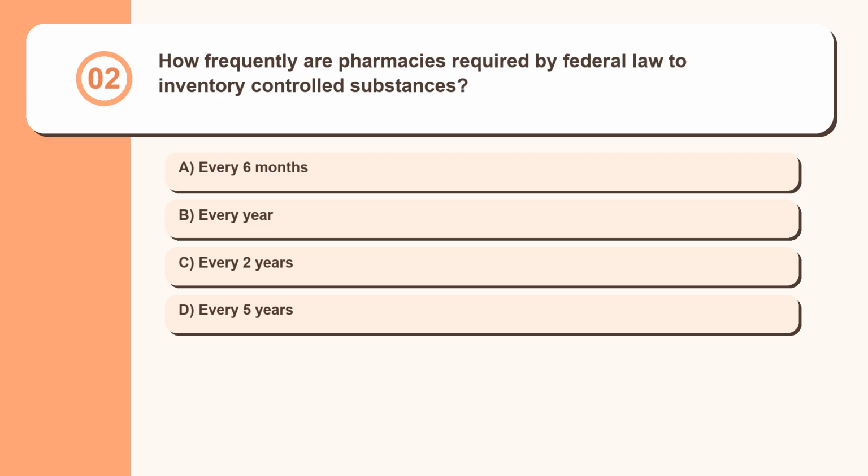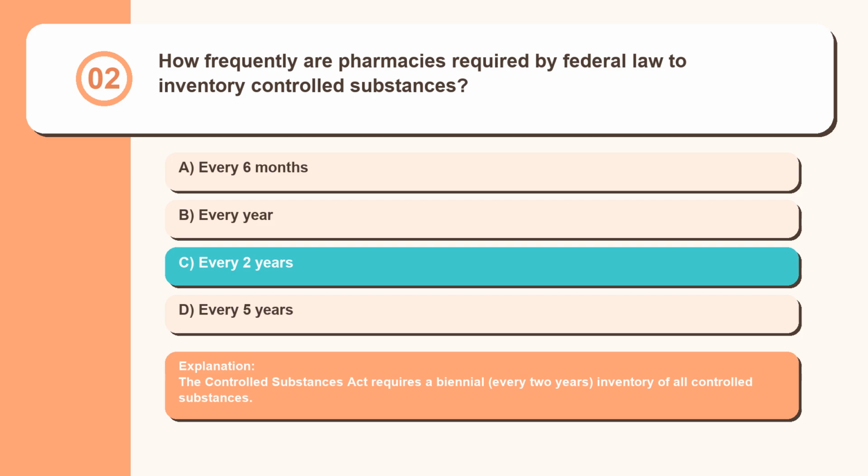Question 2. How frequently are pharmacies required by federal law to inventory controlled substances? Every 6 months, every year, every 2 years, every 5 years. The Controlled Substances Act requires a biennial, every 2 years, inventory of all controlled substances.